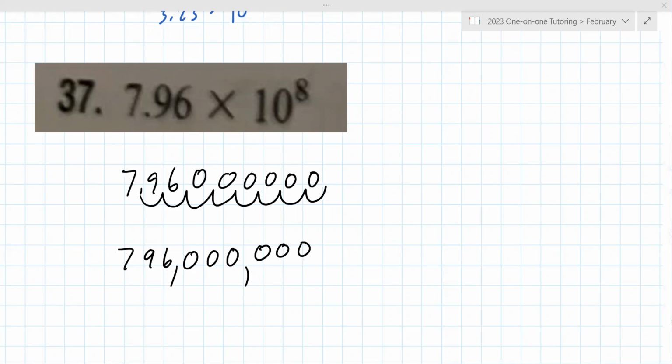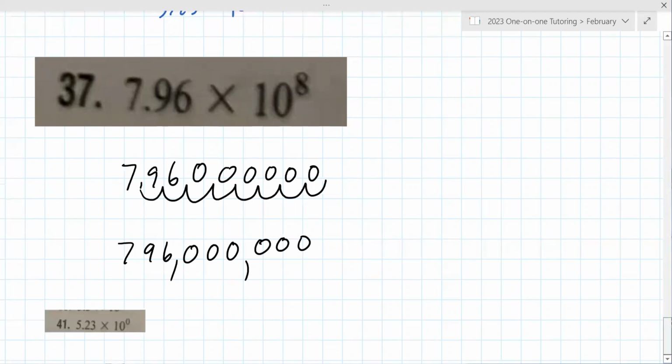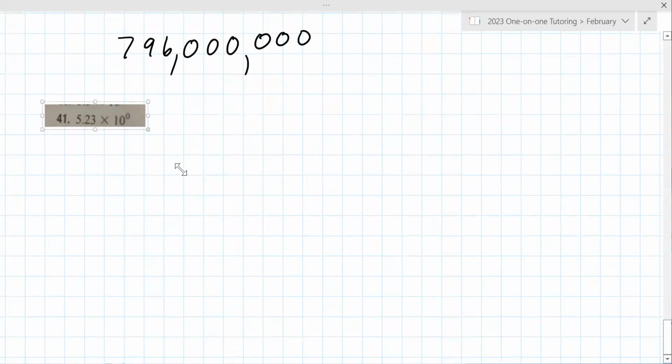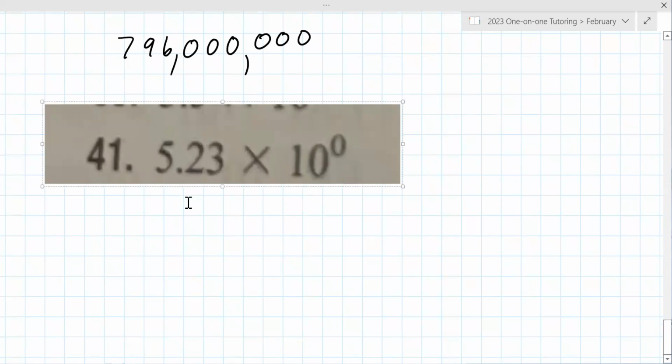So it looks like we need to do 41. Is that right? 41, yes. That's the last one. Okay. So this one's different because it's 10 to the 0. So that means you're not moving it. No movement. So you just leave it as 5.23.